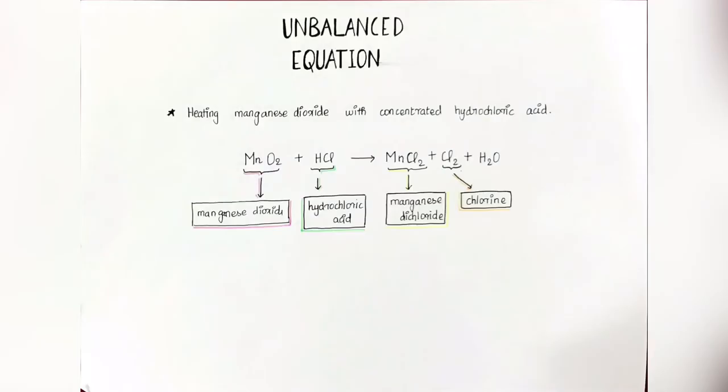So the unbalanced equation we have here is heating manganese dioxide with concentrated hydrochloric acid in order to prepare chlorine. The equation is MnO2, which is manganese dioxide, plus HCl, hydrochloric acid, gives MnCl2, which is manganese dichloride, plus Cl2, chlorine, plus H2O, water. And hence we have listed the elements in the chemical reaction. And now we have to try balancing it.